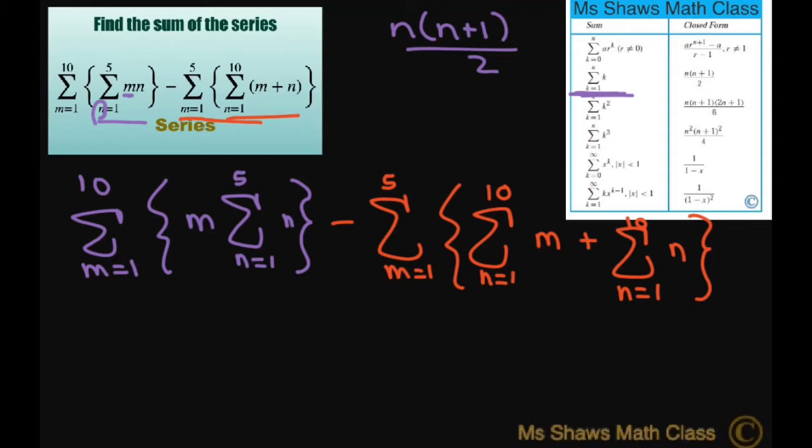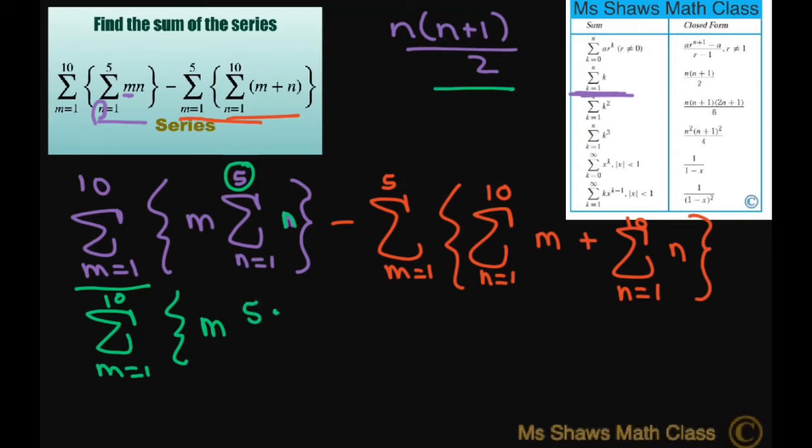Now let's see what we have. So basically for this part, let's just copy this down. We have the sum from m equals 1 to 10. All right. Now this is going to be m. Now you take your 5, and we're using this formula here. So this is going to be 5 times 5 plus 1 is 6 divided by 2. All right. Minus, and now just copy this down again, the sum from m equals 1 to 5.